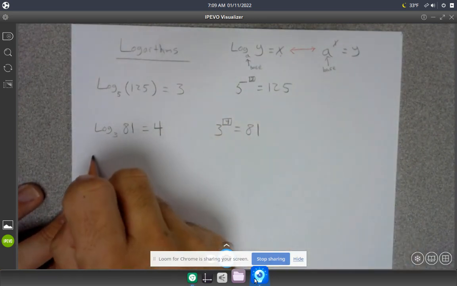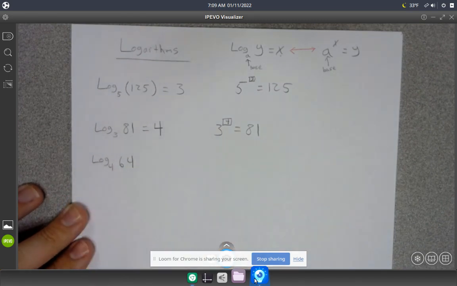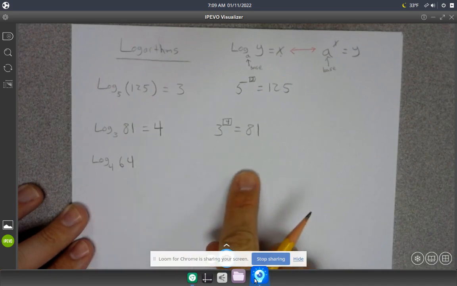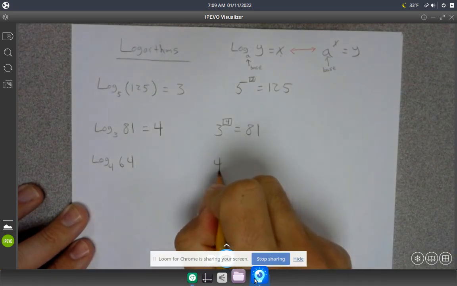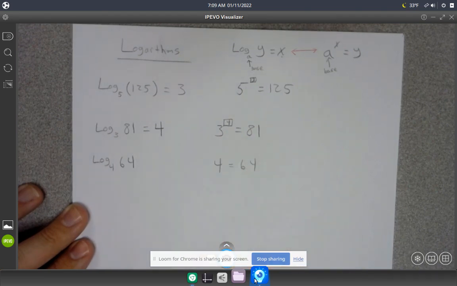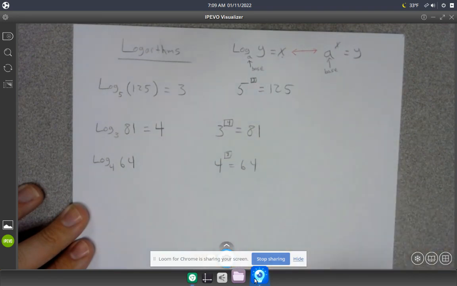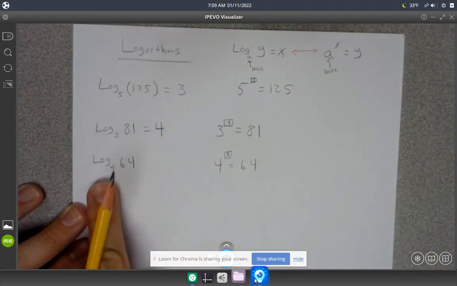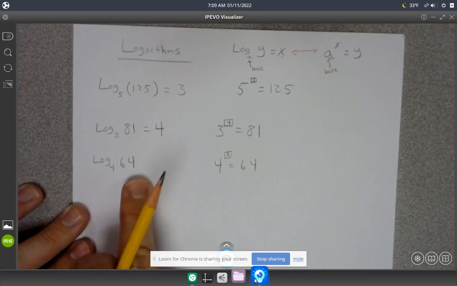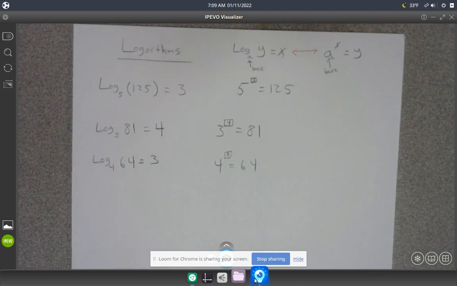If I'm looking at log base 4 of 64, I'm going to translate that to an exponential. It would be 4 to what power equals 64? And that's just going to be the third power again. 4 to the third power gives you 64. So log base 4 of 64 is equal to 3.